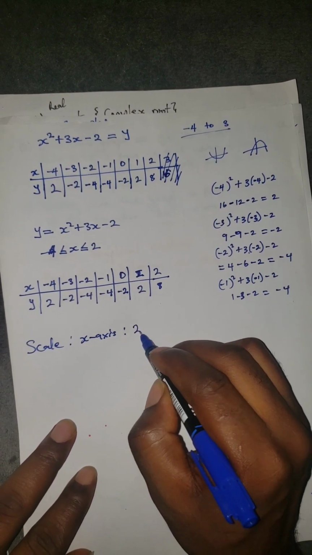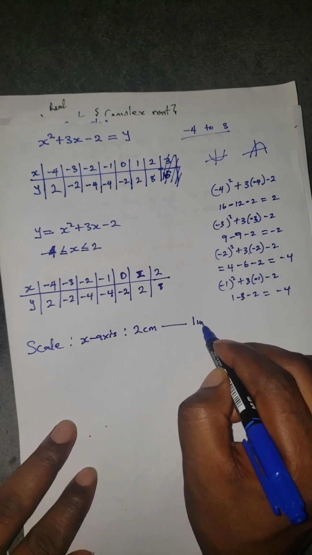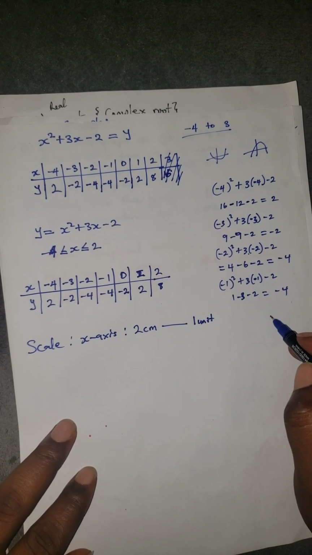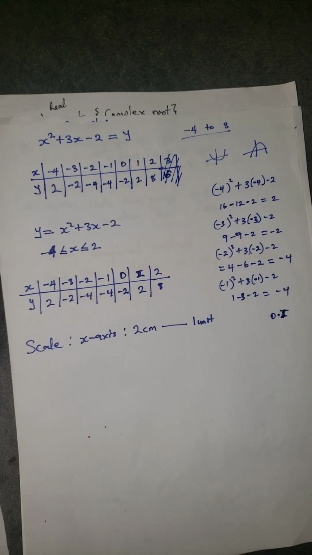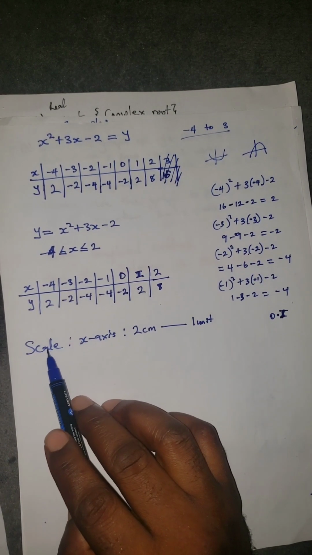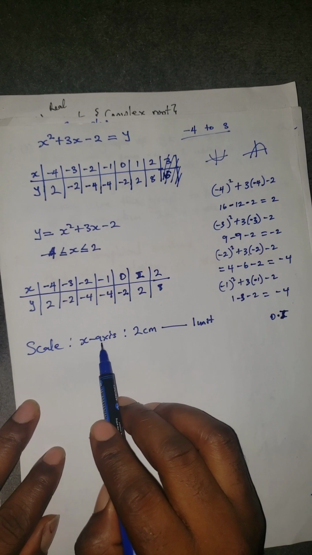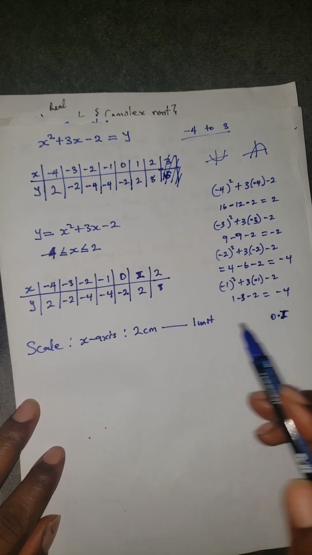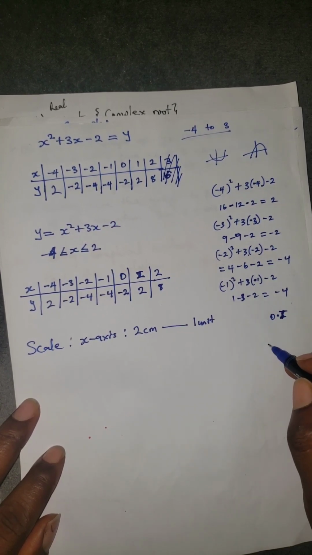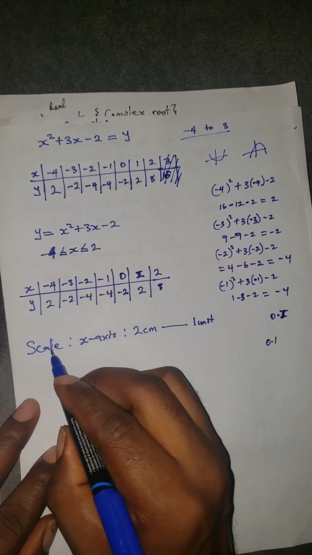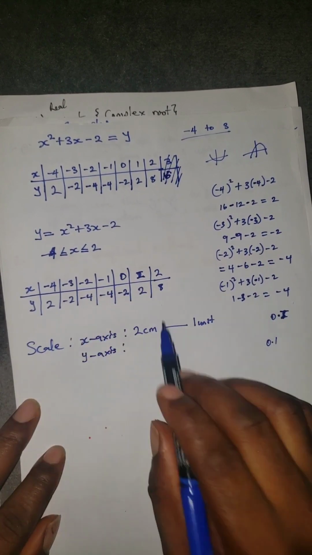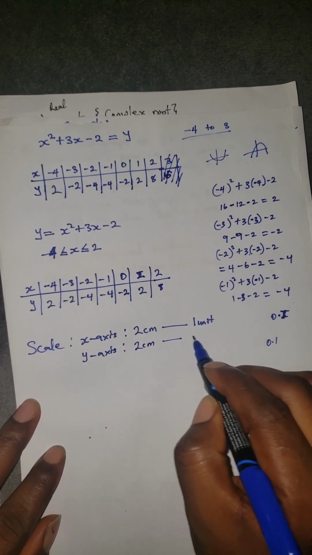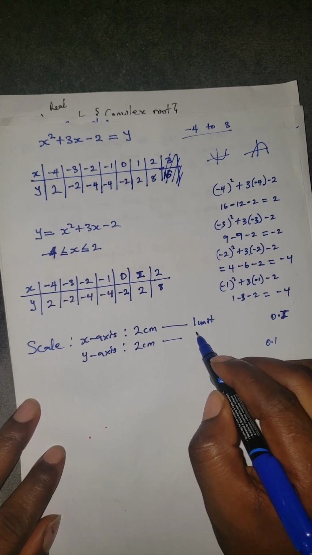Most of the time it is always 2 cm to represent 1 unit. Remember, that means each tiny line is 0.1. So on the scale of x, we have 2 cm representing 1 unit, which makes our tiny line 0.1. Then on the y-axis, from what we are seeing, we can take 2 cm to represent 2 units.